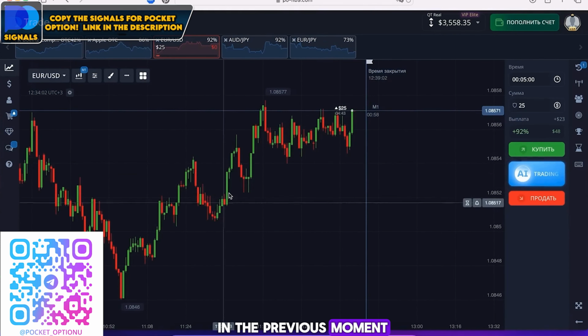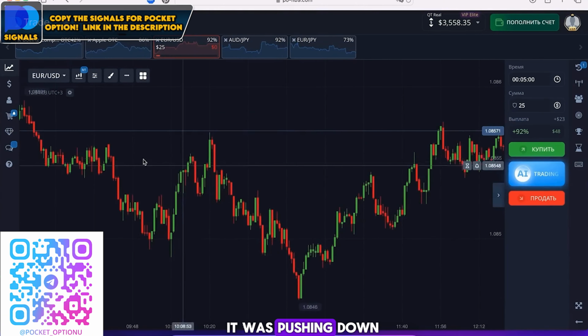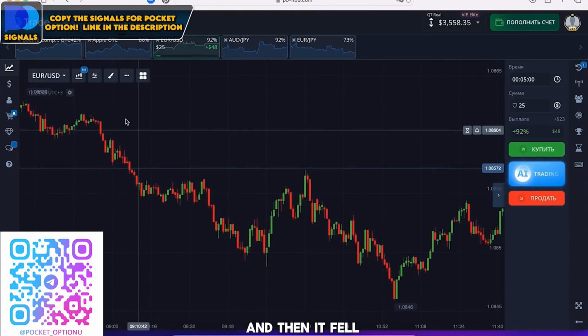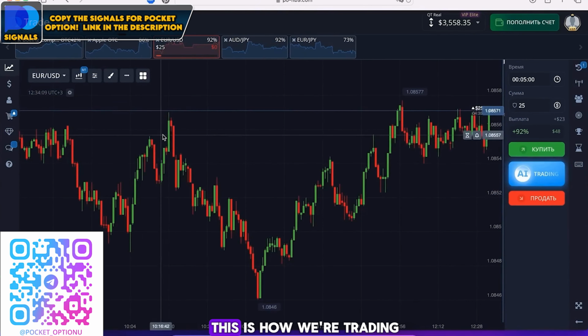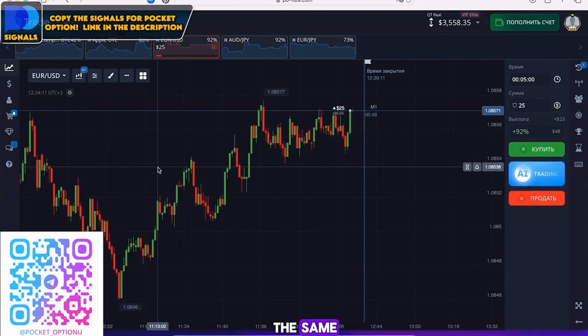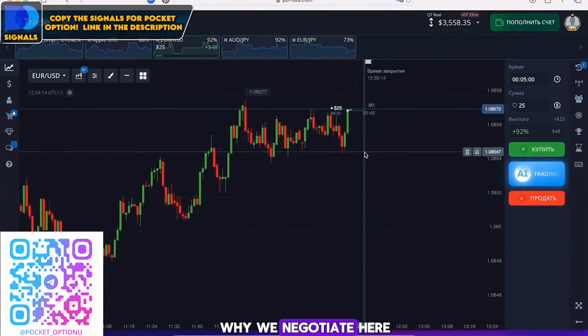Because of this we can see how the trend occasionally dipped down. In the previous moment when we had a downward position, it was pushing down and compensating, and then it fell again. And here it's all the same but in reverse. So this is how we're trading.